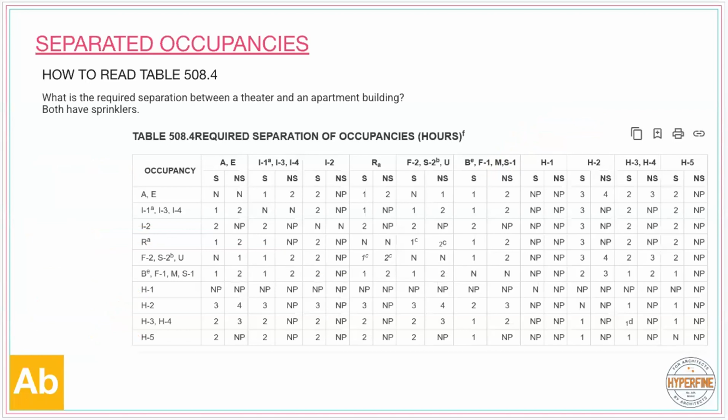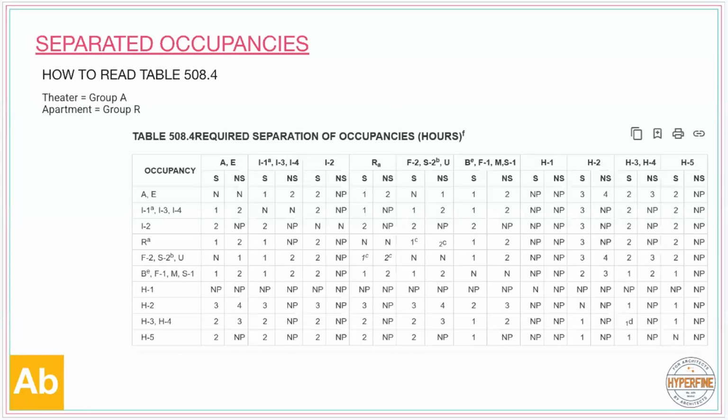So what is the required separation between a theater and an apartment building? Both have sprinklers. If you don't know the occupancy of a theater and an apartment building, go to 303 or chapter 3 and try to figure out which one it is. If you can break it down, whether it's A1, 2, or 3 and R1, 2, or 3, that's fine. But as you can see in this table, you don't need to go any further. So if something like this comes up in the test, don't overthink it. Once you see that it's an A and an R, that's all you need, because in this particular case, it doesn't matter if it's A1 and R2. So next, please.